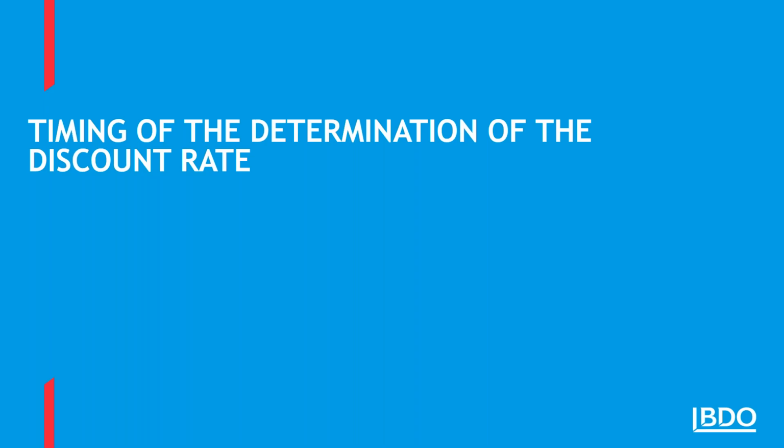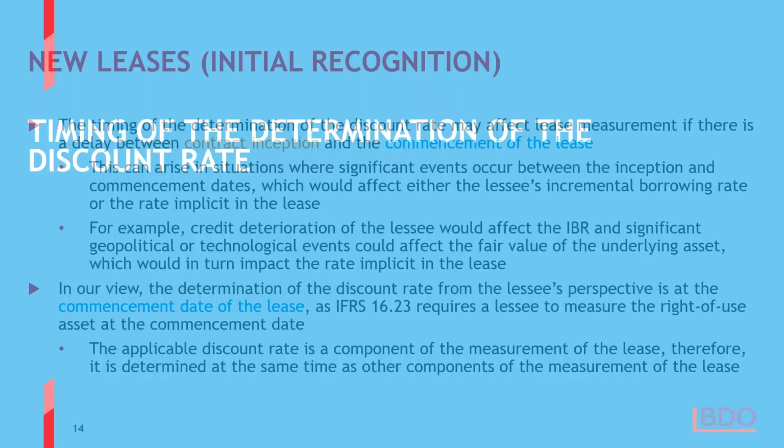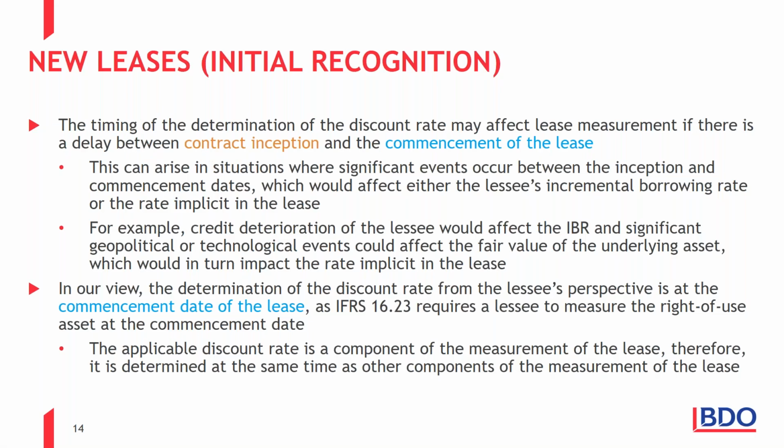The next section is talking about timing of the determination of the discount rate. Now, first of all, I've come up with a number of broad categories. I think I've got 3 broad categories. In the first one, you would have to determine incremental borrowing rate when you have new leases. So every time you enter into a new lease, for initial recognition, you have to determine incremental borrowing rate.